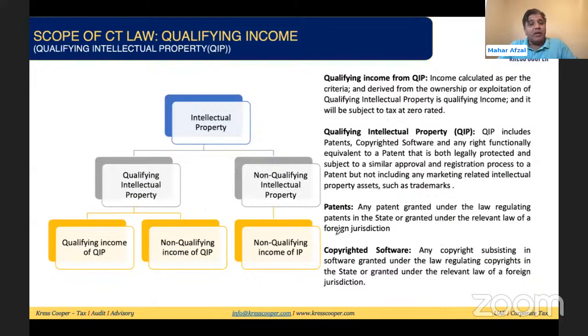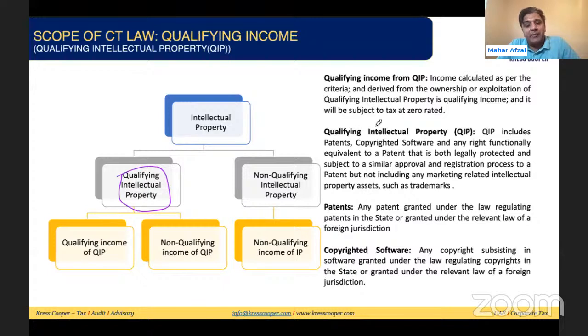Now we discuss the qualifying income from the qualifying intellectual property. Intellectual property can be classified into qualifying intellectual property or non-qualifying intellectual property. Non-qualifying intellectual property will not generate qualifying income. Only the qualifying intellectual property will generate the qualifying income. Whatever income this qualifying intellectual property is generating, some portion of that income will be qualifying income and some portion will not be. They have given a specific formula for this, which portion, how much, will be the qualifying income. Qualifying income of the qualifying intellectual property will be zero rated. Non-qualifying income will be straightforward subject to tax.